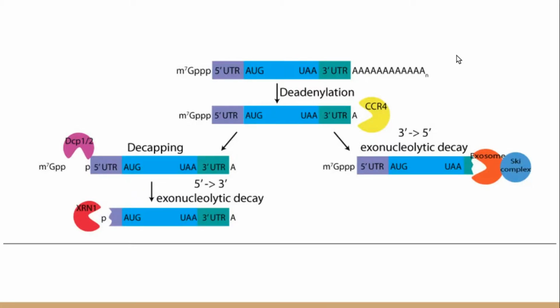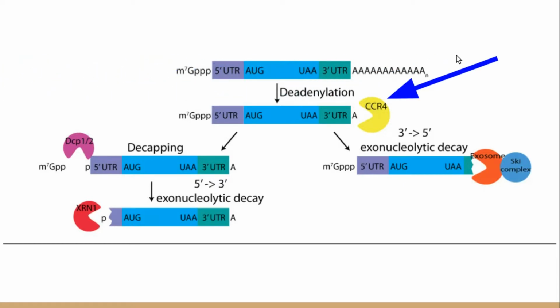Now we're going to discuss how mRNA is degraded. We've gone through how it's transcribed, how it's modified, how it's translated. Now let's discuss how it decays. There are 4 general routes of mRNA decay. We have deadenylation, nonsense-mediated decay, non-stop mediated decay, and no-go decay.